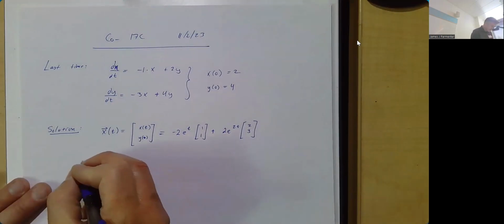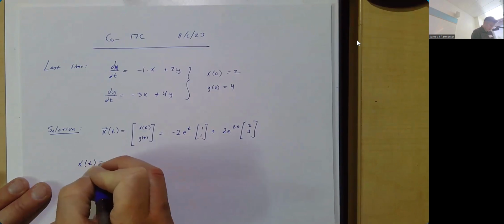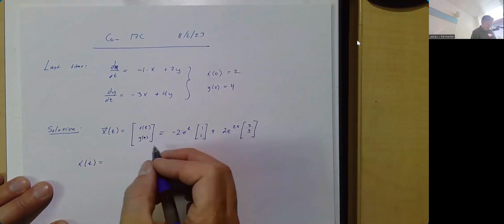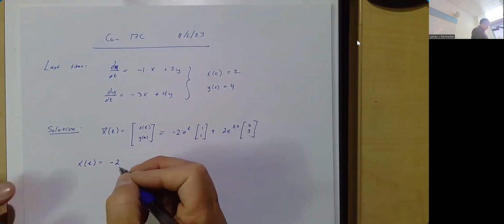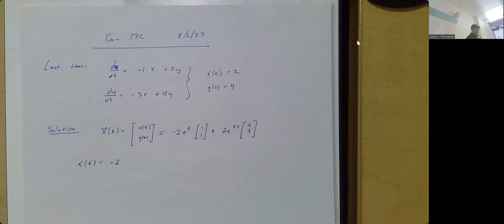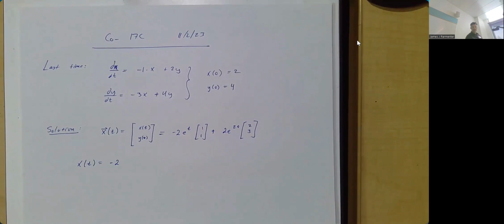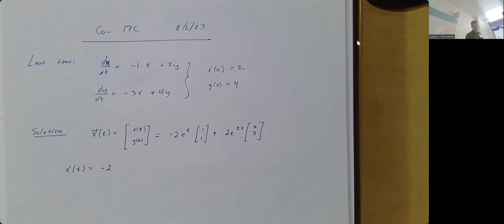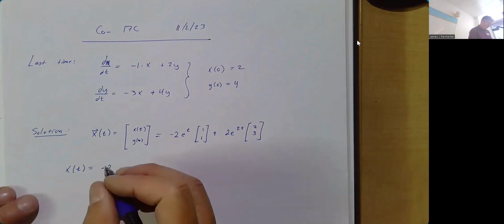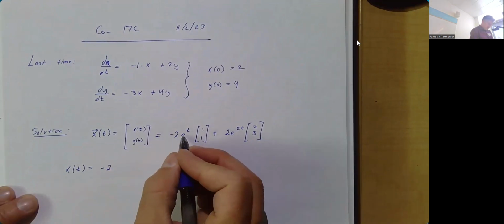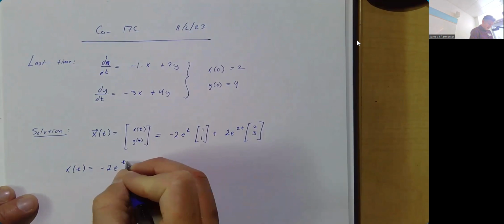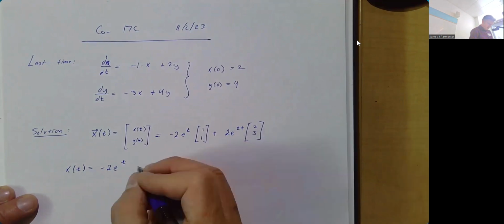So if we look at x of t, just the first row here, it's negative. Oh, this was low. Sorry, 1 second here. Yeah, there we go. That's not too close. Yeah, that's fine. Just so I'm not bending over quite so far to write this. So -2 e to the t times 1 plus 2 e to the 2t times 2.